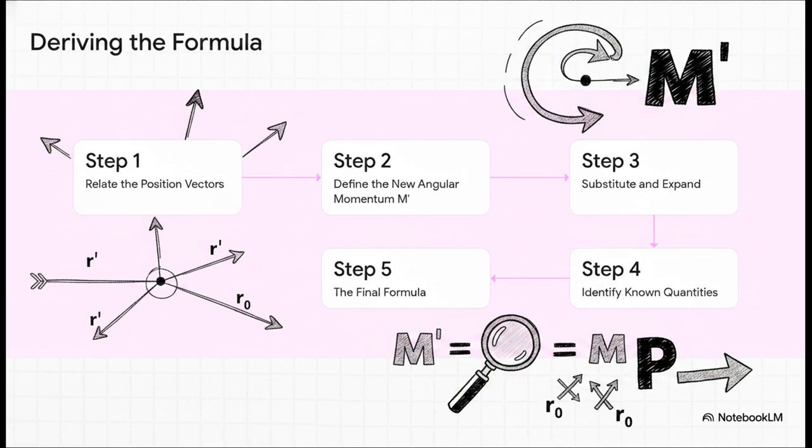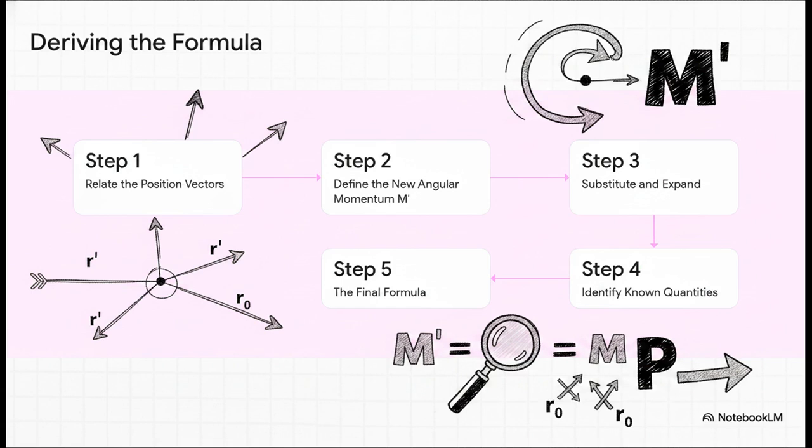Step 3 is where the magic happens. We plug our expression for r prime into that definition and expand it out. This gives us two separate sums. And now, step 4, we look at what we've made. And what do you know? That first sum, the sum of r cross p, that's just our original angular momentum, M.